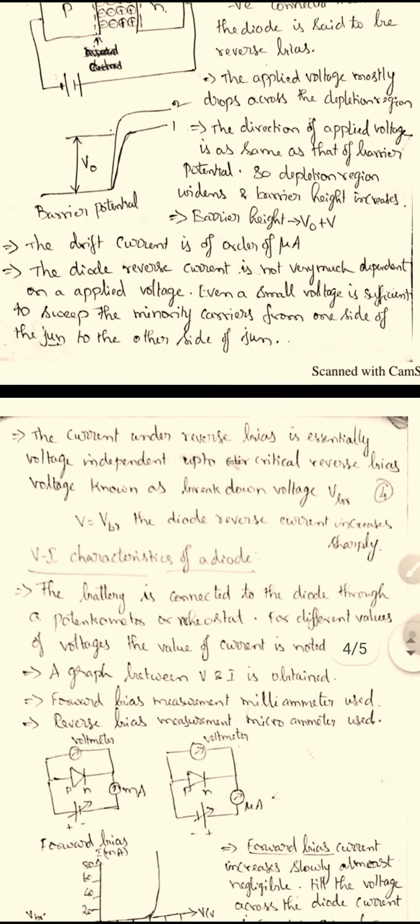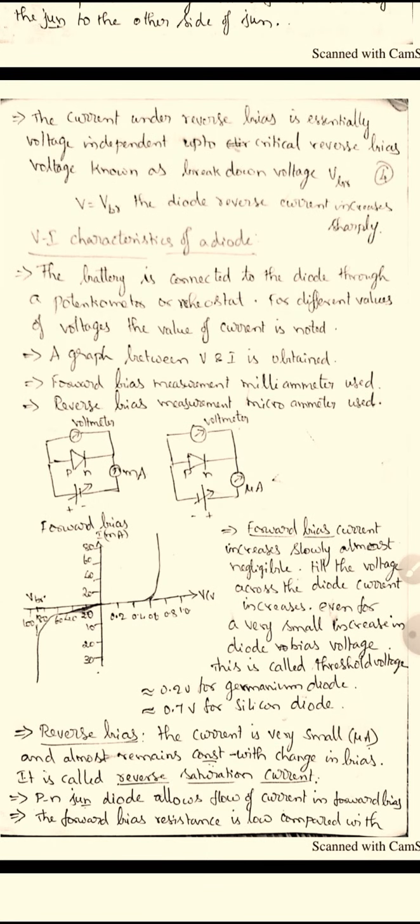The current under reverse bias is essentially voltage independent up to a critical reverse bias voltage known as the breakdown voltage. This voltage is called the breakdown voltage, VBR, that is, V is equal to VBR. Then the diode reverse current increases sharply. The current under reverse bias is essentially voltage independent up to the critical reverse bias voltage.